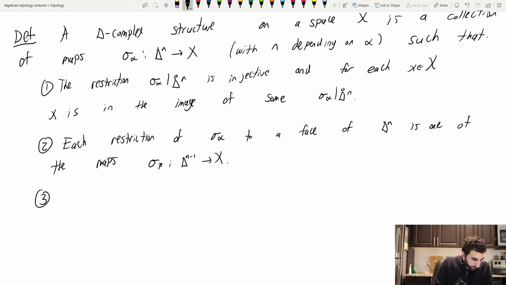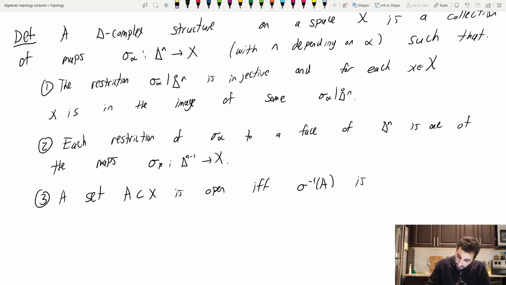And finally, I'm going to insist that this plays nicely with the topology. A set A in X is open if and only if sigma inverse of A is open in delta n for each sigma alpha. So this means two things. Well, first of all, what's the topology on delta n? You may have guessed it. It's the subspace topology, coming from the fact that it's a subspace of R^n. Second of all, this is essentially telling me that my space has the quotient topology given on it by gluing together all of these simplices.